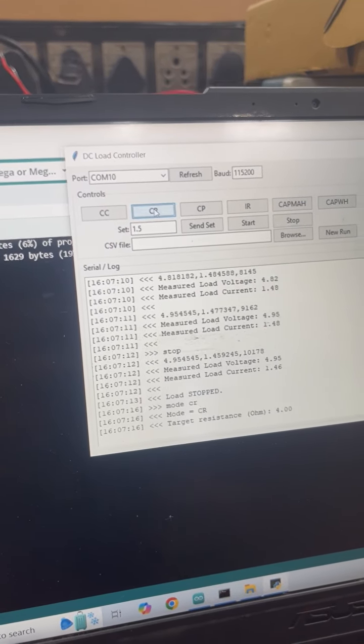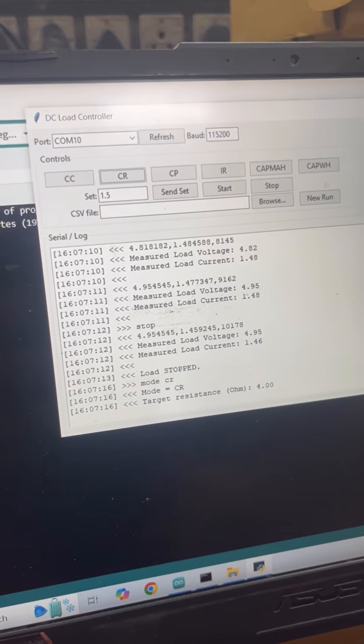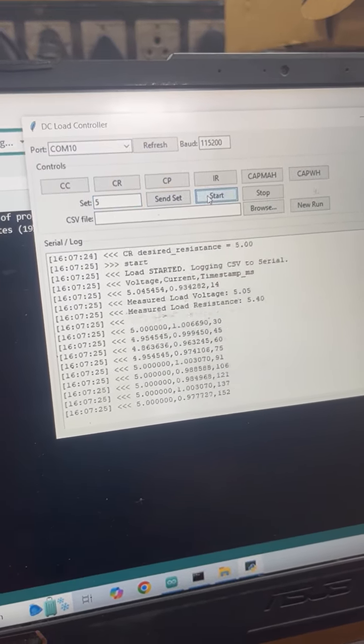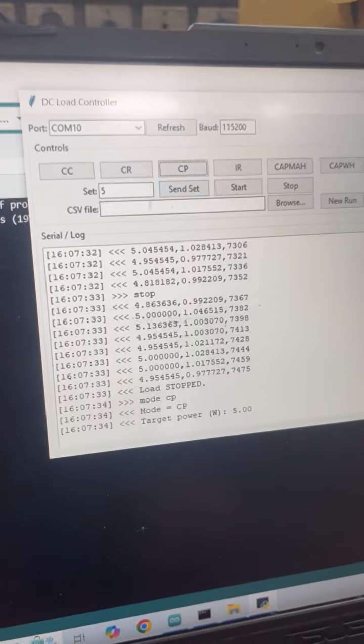Similarly, we can also set constant resistance. I'm going to set it as 5 ohms and start. We get the same type of thing, and that can be validated from the Keithley. The third mode is constant power.